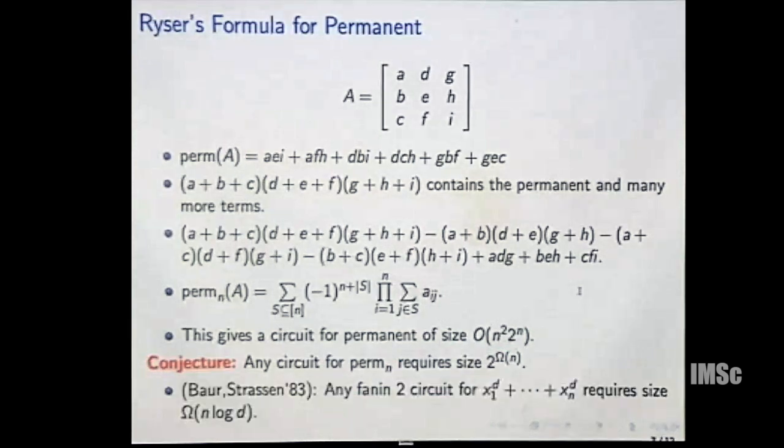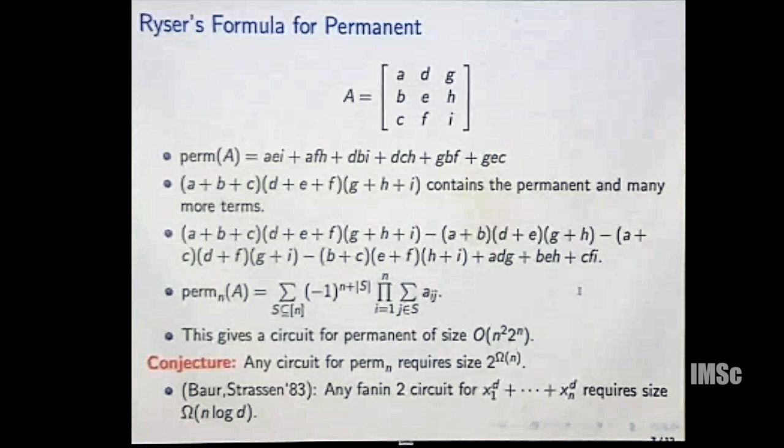Now we know how to compute the determinant. We don't know how to compute the permanent. One way to prove this is to say that no matter how you draw the permanent as a graph, that graph will have so many gates. That's how you try and prove this argument. This was conjectured in 1979. Still, even now we don't know how to prove this.